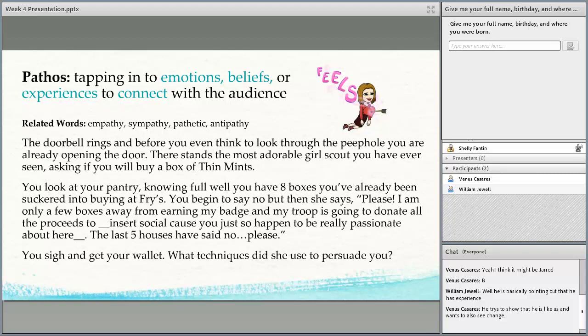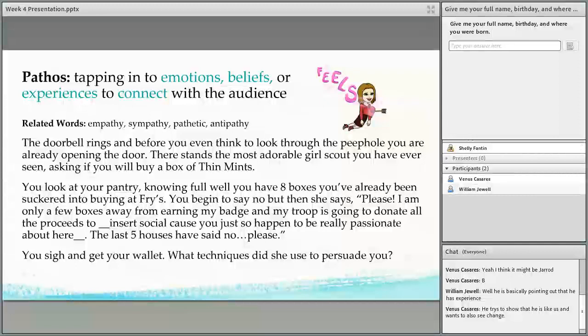So there's a little example. All right. So the doorbell rings, and before you even think to look through the peephole, you're already opening the door. There stands the most adorable Girl Scout who you've ever seen, asking if you'll buy a box of Thin Mints. You look at your pantry, knowing full well you already have 8 boxes. You begin to say no, but then she says, please, I'm only a few boxes away from earning my badge, and my troop is going to donate all the proceeds to some kind of cause you're desperately passionate about. The last 5 houses said no, please. You sigh and get your wallet.